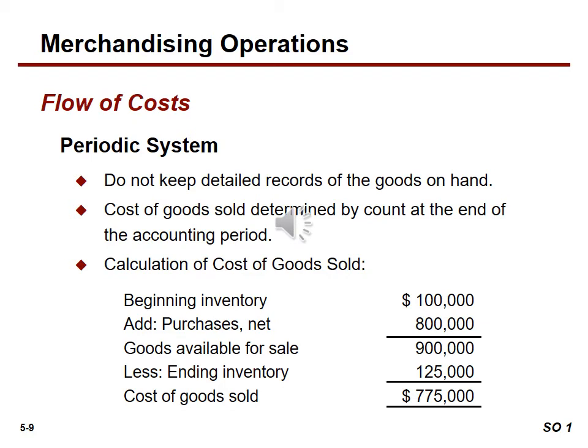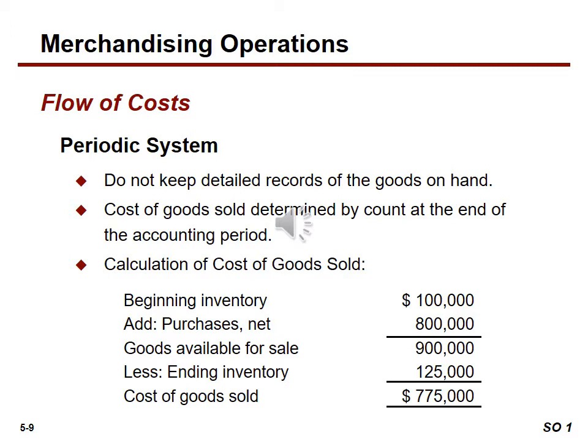On the other hand, companies that use the periodic inventory system do not keep detailed records of the goods on hand, and the cost of goods sold is determined by count at the end of the accounting period. نسميها عملية الجرد. So they make a stock count at the end of the accounting period, and only then can they figure out how much is their cost of goods sold and how much stock they actually have on hand. And the calculation of cost of goods sold is carried out as follows.